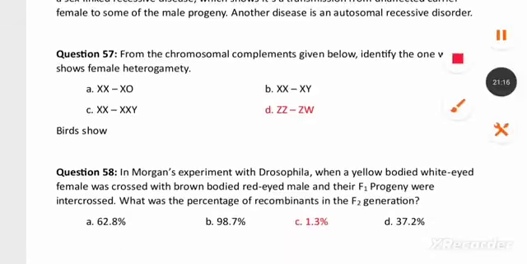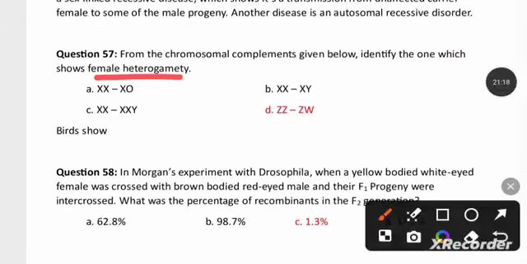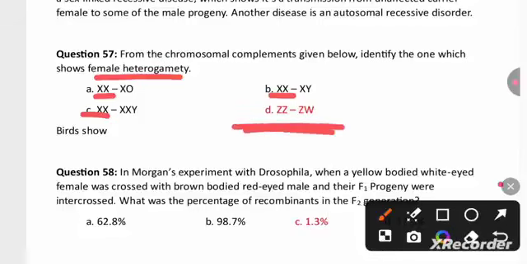So among the following options, which is showing female heterogamety? This is female homogamety. This is also female homogamety. Option C is also female homogamety. Female heterogamety is shown by ZW type, that is for birds.